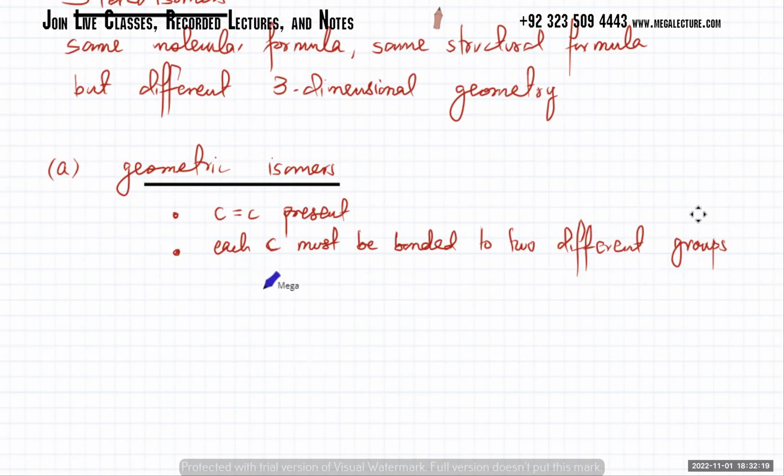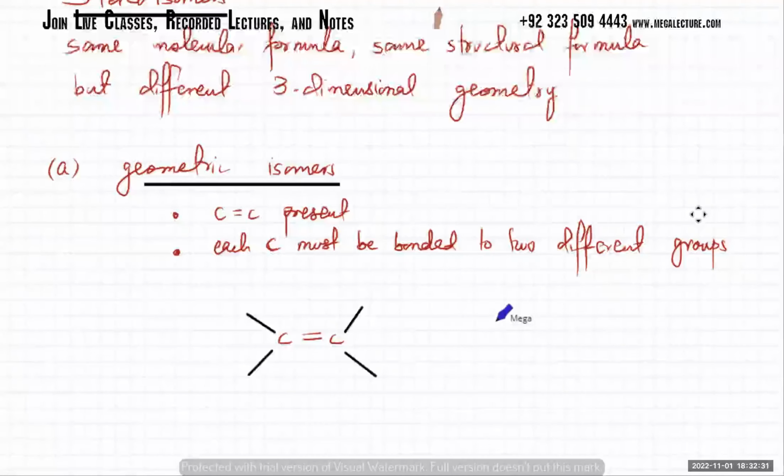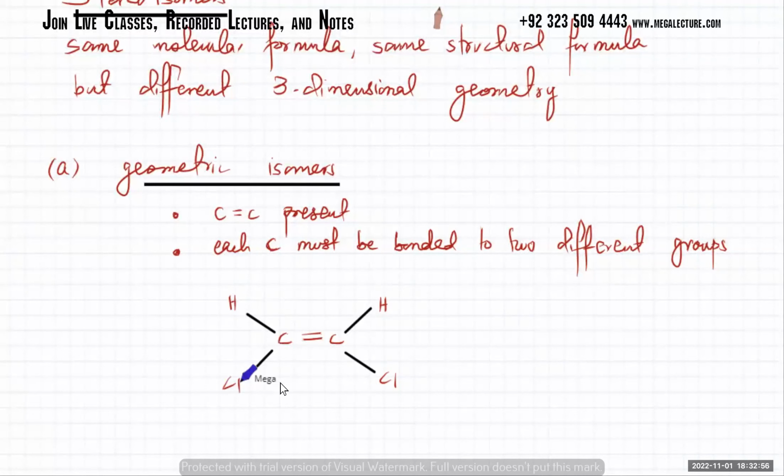So this situation थी कि if you had a double bond, then the carbon in the double bond must be bonded to two different groups. For example, you might have H over here, and you will have Cl over here, and you will have H over here, and you will have Cl over here. और फिर इसकी ना एक और version होगी.